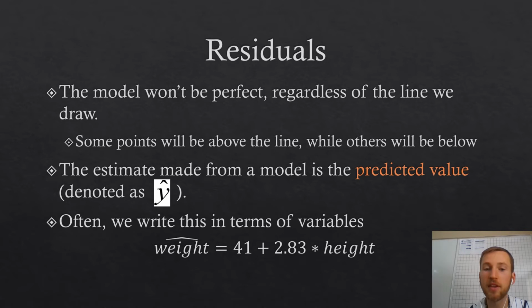Okay, so in this model, we could enter somebody's height. Let's say they're 68 inches tall. Plug in 68 for height, and once you simplify the right side of this equation, that would spit out our predicted weight of that 68-inch person.